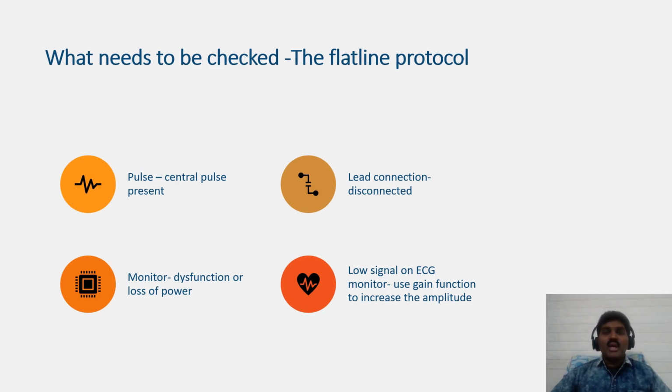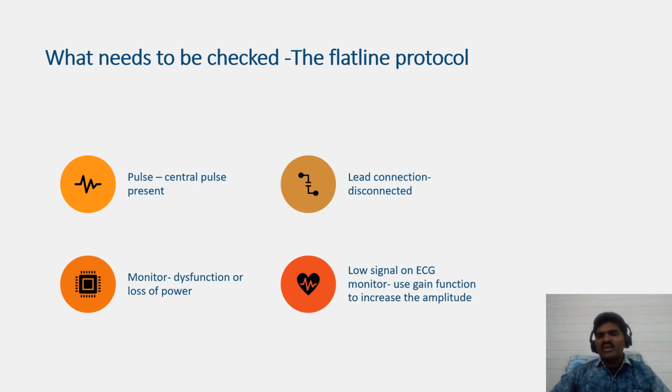Sometimes the monitor may be malfunctioning, or there can be loss of power to the monitor, which is not picking up the signal properly and showing it as a flat line. Or a fine VF, which was initially there, would have looked like an asystole, and when the monitor got switched off due to power loss, you mistake that as an asystole and you proceed with treatment. And finally, low signal on the ECG monitor can masquerade a fine VF as asystole.